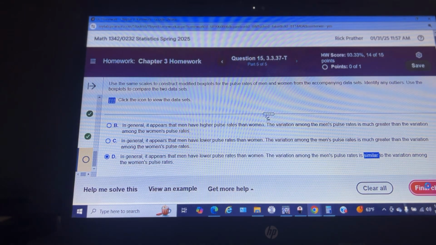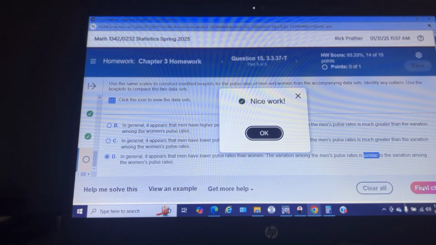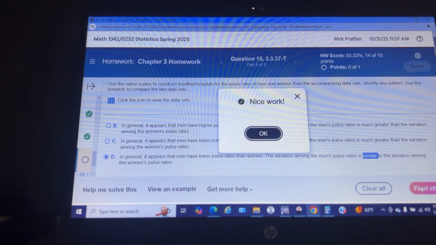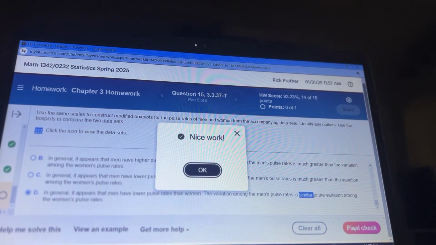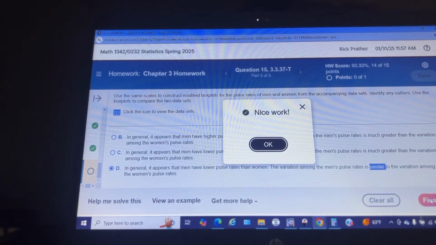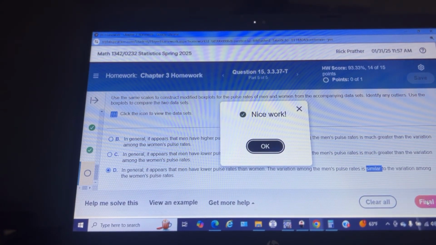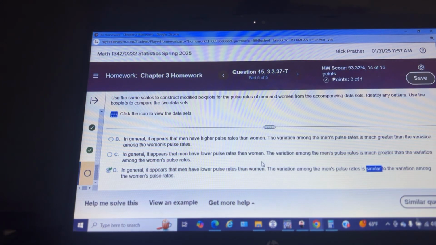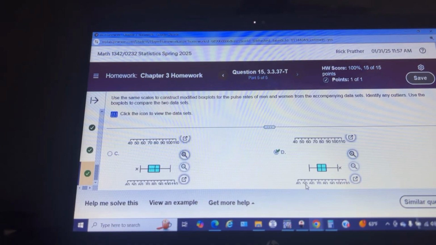So let's see if it's this one. Yeah, okay. So what I was doing wrong was I was looking at the overall range from the lowest edge of the whole graph up to the highest. And the men definitely have a larger range. But range is kind of a weak measure of variation because it's only based on the highest and the lowest. Whereas the box itself tells you about the middle 50% of the data. So that just gives you a better idea where more people are.